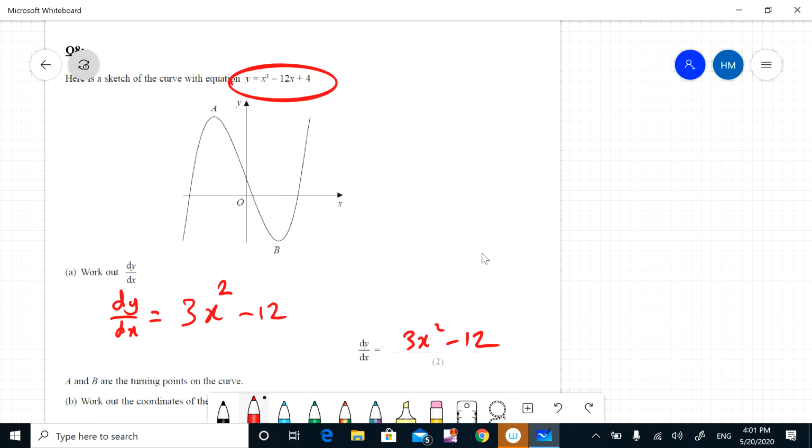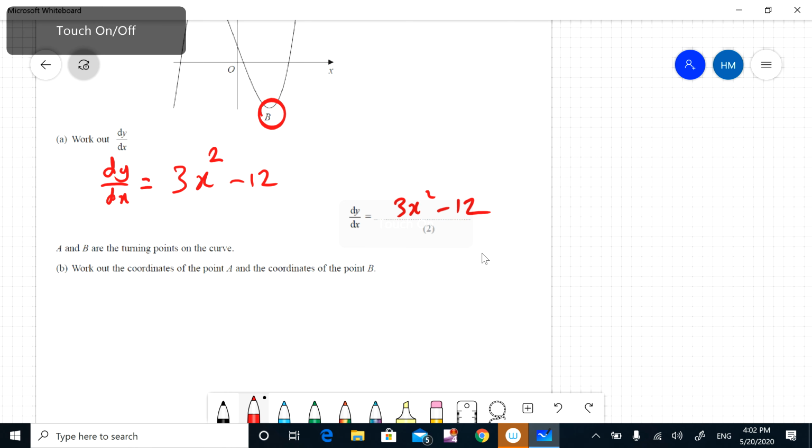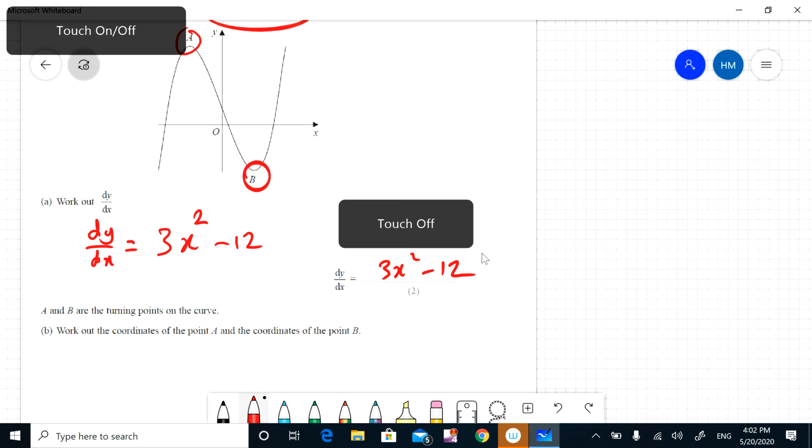Now he asked me to find the coordinates of A and B. And you know that A is a maximum and B is a minimum. How to find the maximum and minimum? We have to find something called turning points or stationary points, first of all. How to find the stationary point? First of all, you have to put the derivative at the stationary points.